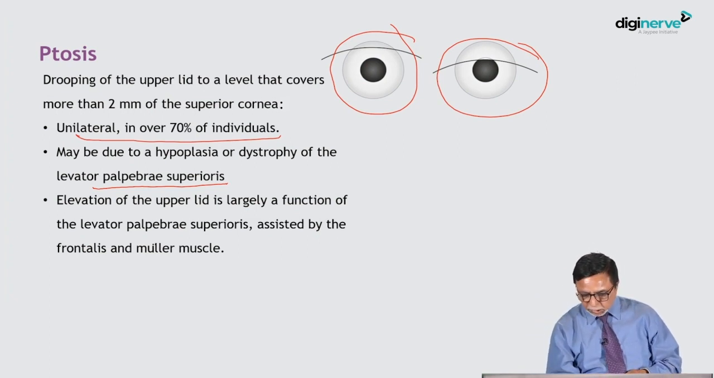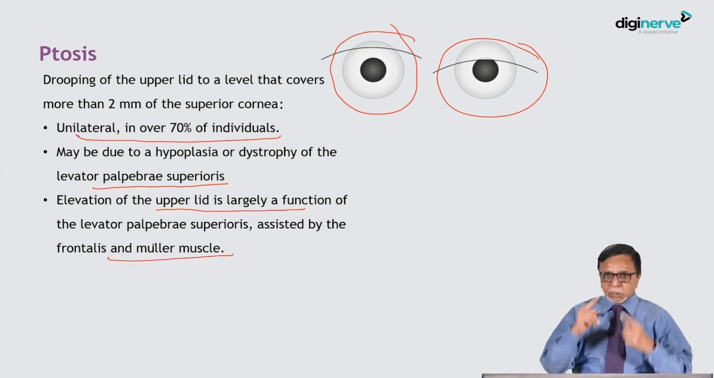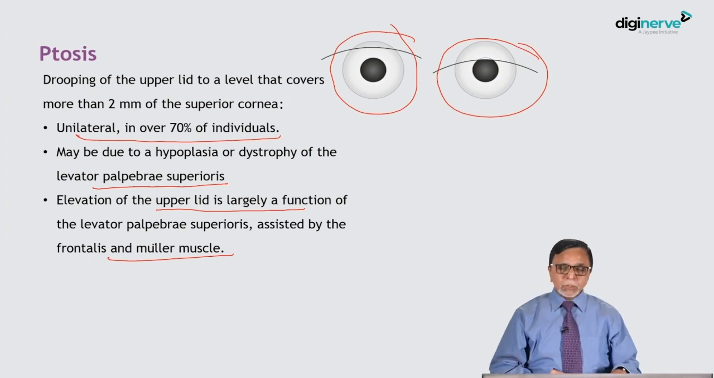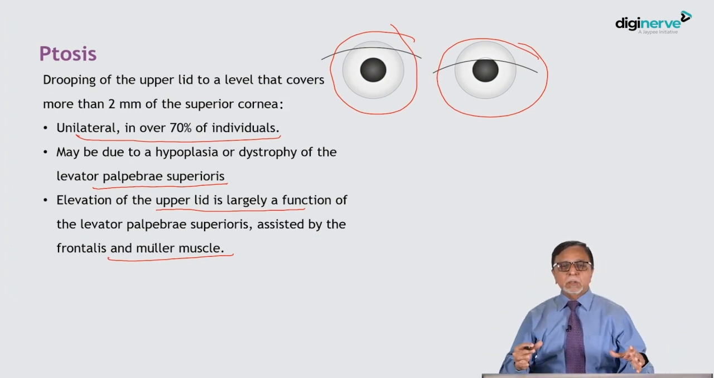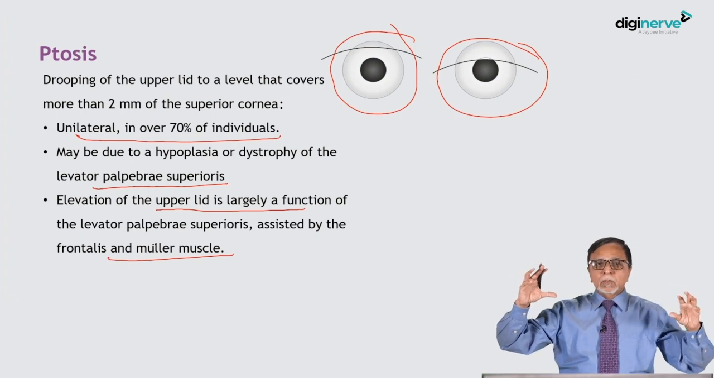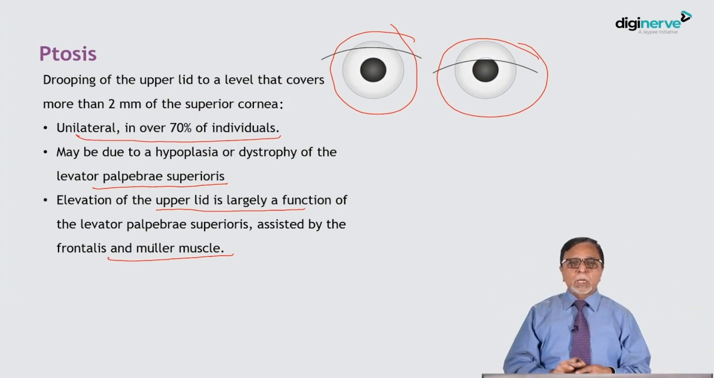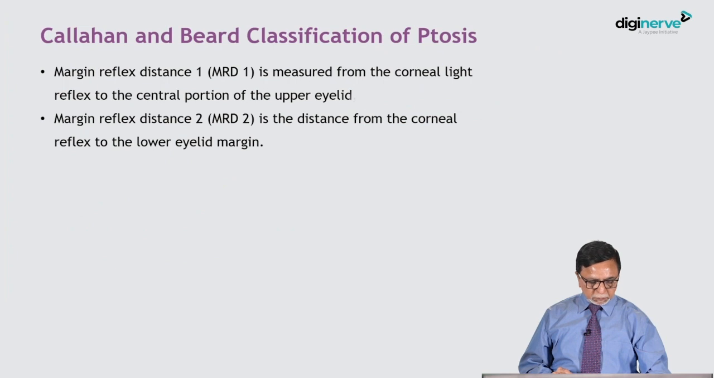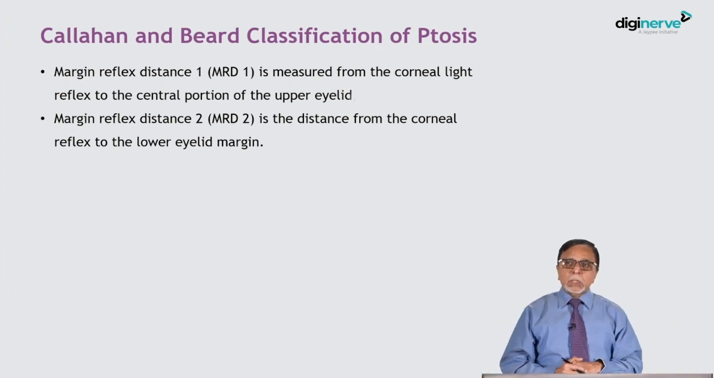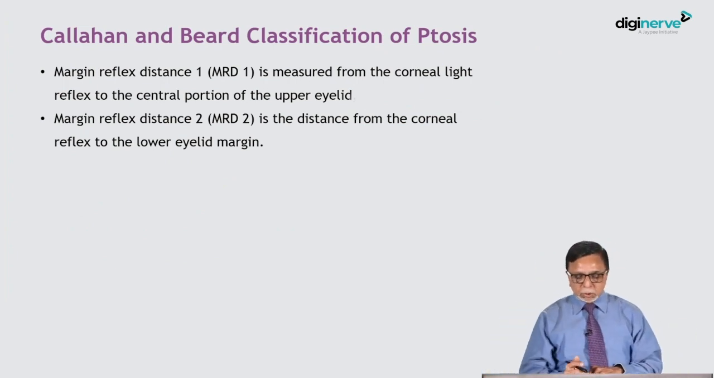Elevation of the upper lid is largely a function of the levator palpebrae superioris, assisted by the frontal belly of fronto-occipitalis and Mueller muscle. You see a surprise look in some extrapyramidal syndromes like progressive supranuclear palsy. Now this is the classification for ptosis.